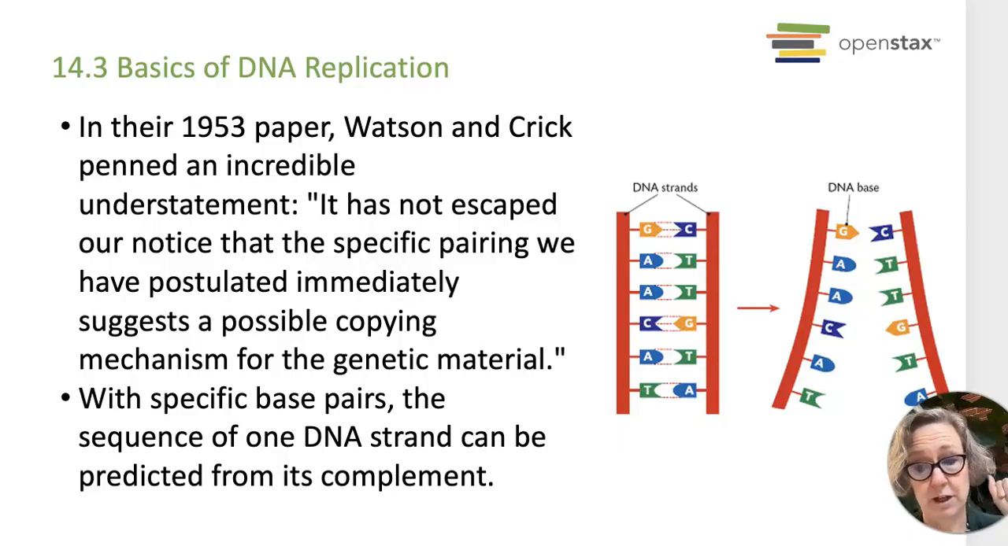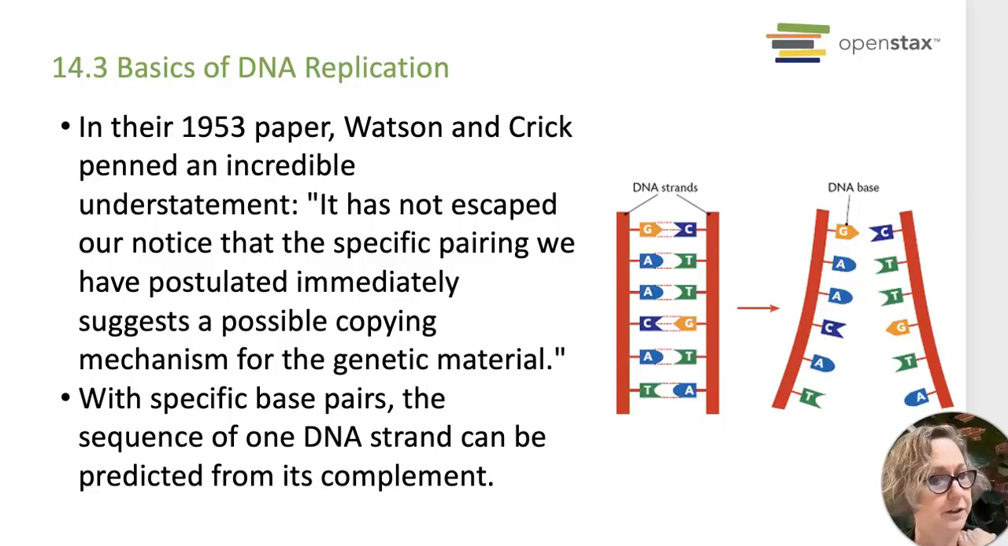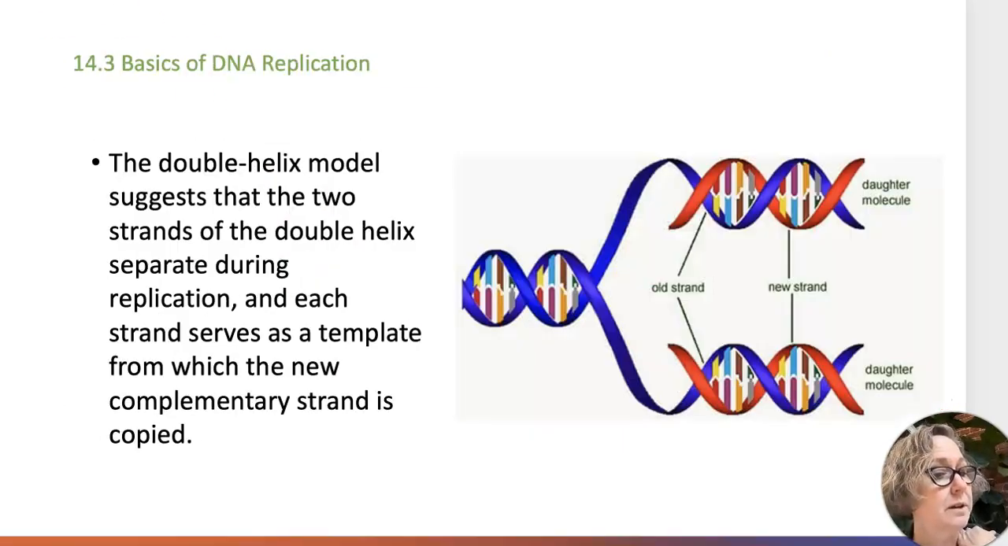So in Watson and Crick's original paper, it does say, "It has not escaped our notice that the specific pairing of A and T," really Chargaff's rule, "suggests a copying mechanism with specific base pairs that can be sequenced." So they hypothesized this when they came up with the structure that they stole from Franklin. So the double helix model suggests that the two strands separate during replication, which we know to be true, and each strand serves as a template for the next strand.